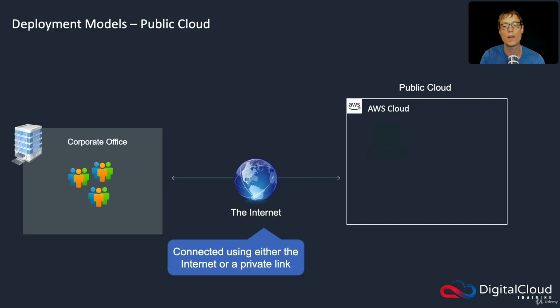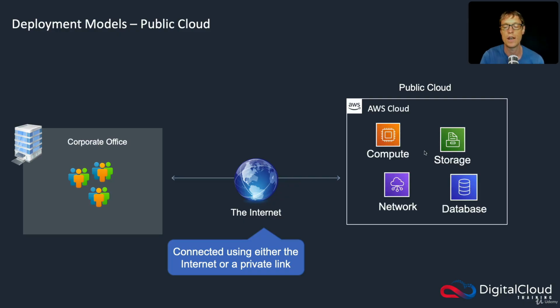And then you can quite easily deploy cloud services like compute and storage and network and database. And there's hundreds of cloud services available in AWS. So you've got a lot of scope for what services you can use, and you can use them very easily. They're available to you whenever you need them.